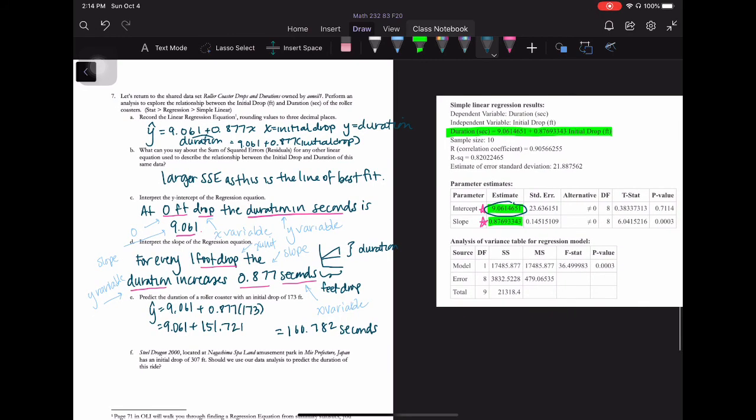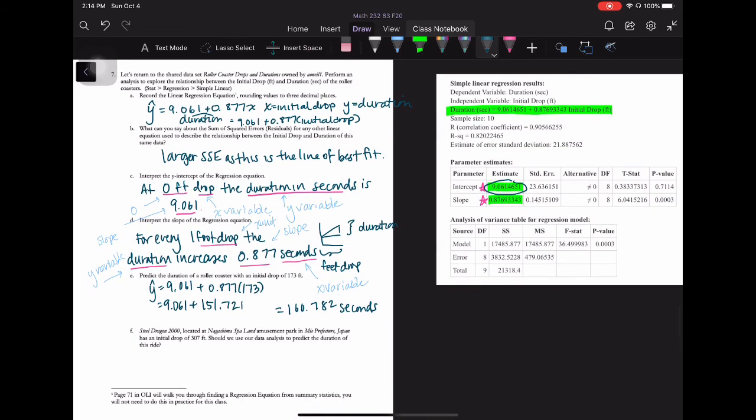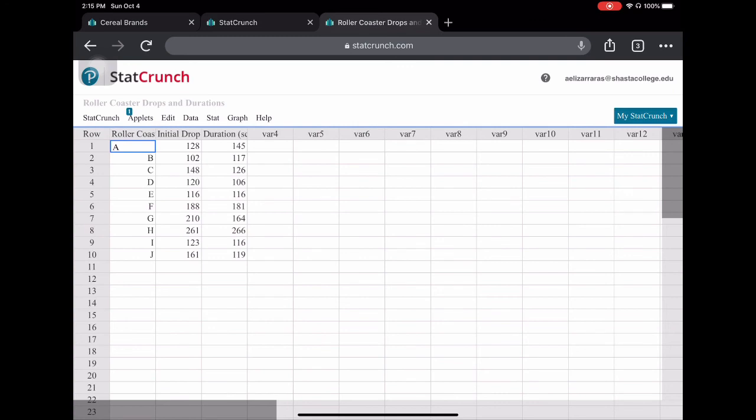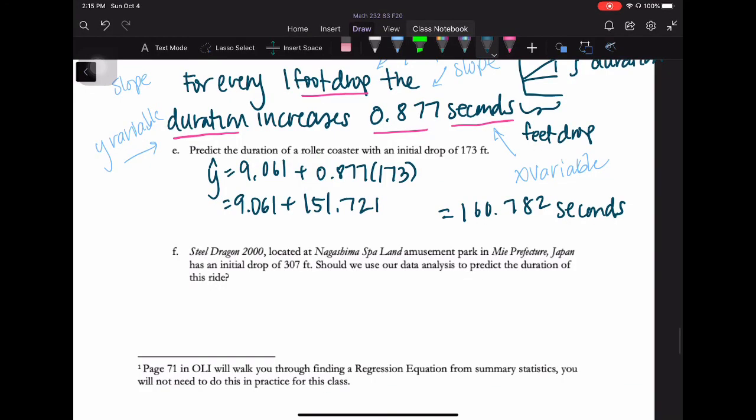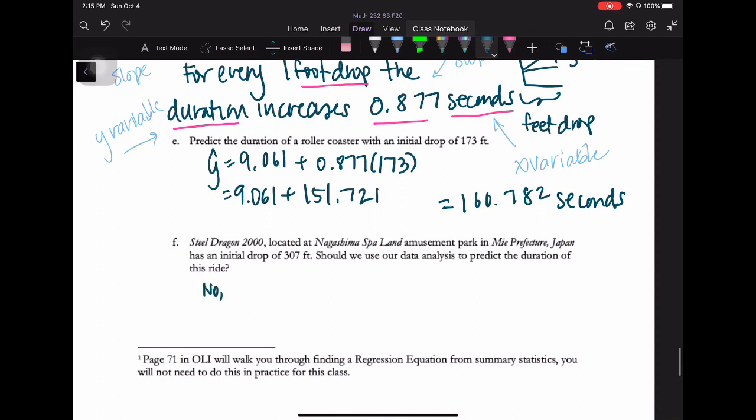Now, the Steel Dragon 2000, located at Nagashima Spa Land Amusement Park in my prefecture, Japan, has an initial drop of 307 feet. Should we use our data analysis to predict the duration of this ride? Well, is that in our range of X values? Our initial drops here never go past 261. This means we would say no, as that is extrapolation.